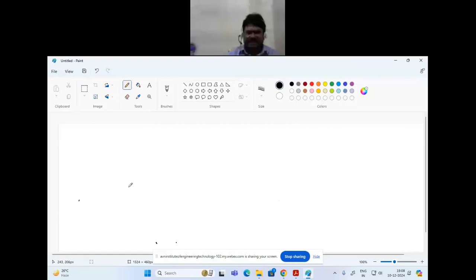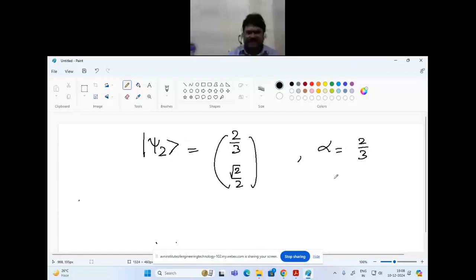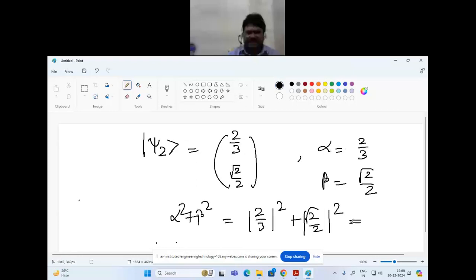Okay. Now let us see if this is a qubit. Consider psi 2 is equal to 2/3 and then √2/2. So alpha here is 2/3 and beta here is √2/2. So alpha square plus beta square is equal to |2/3| square plus |√2/2| square, and it is not equal to 1. Okay, so this is not a qubit. Psi 2 is not a qubit. The condition is violated.